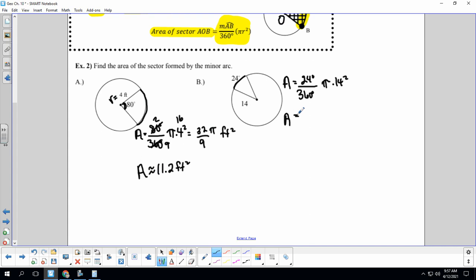24 over 360 reduces to 1 over 15. 14 squared is 196 over 15 pi. And there are some units on here. 196 divided by 15 times pi, we get approximately 41.1 units squared.